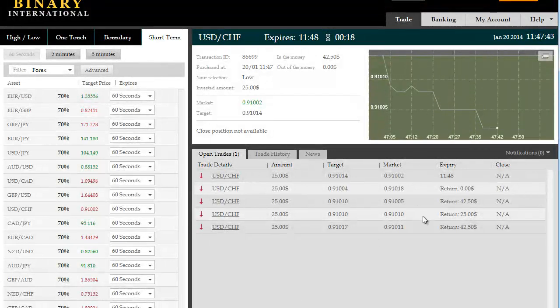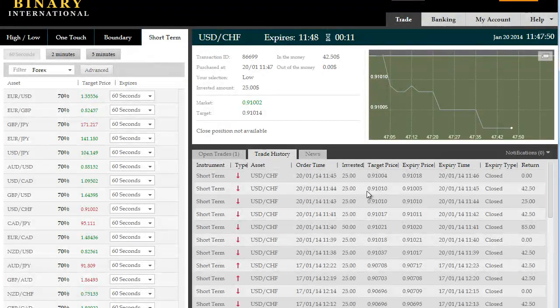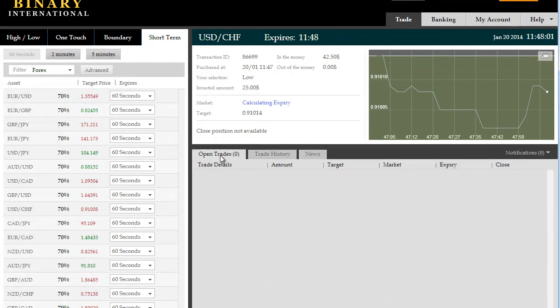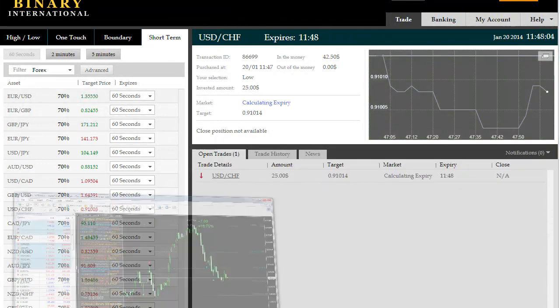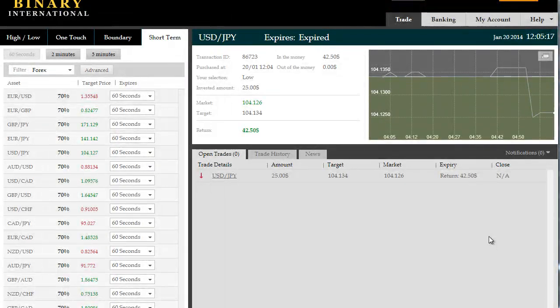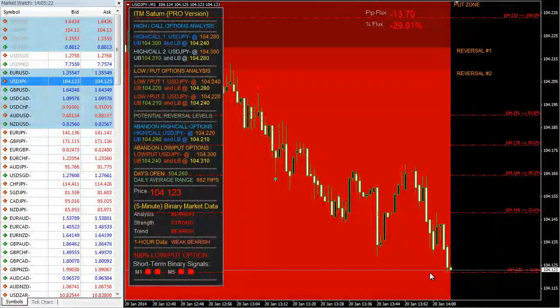So again, we're waiting. We have 18 seconds left. It looks like this is going to expire comfortably in the money for us as well. It's going over to the trade history. You can see the results so far. Starting at 11:38, we have 42.50, 0, 85, 42.50, 25, 42.50, one that's just closed at 0, a $25 investment, and one that's just closed 42.50 on the last $25 investment. So that's 8 trades, 6 winners, 1 loss, and 1 hedged winner. So we are very nicely positive on this particular trade.